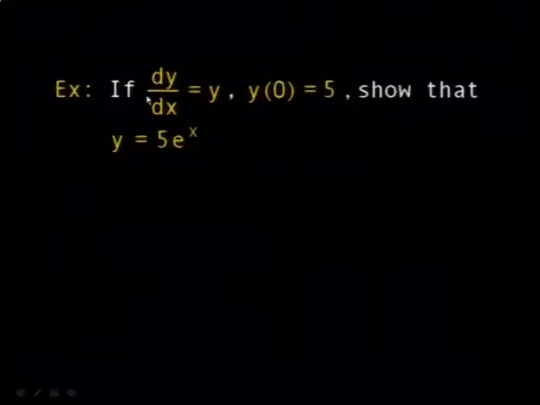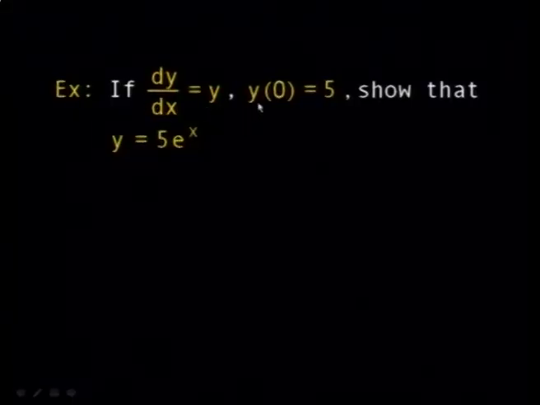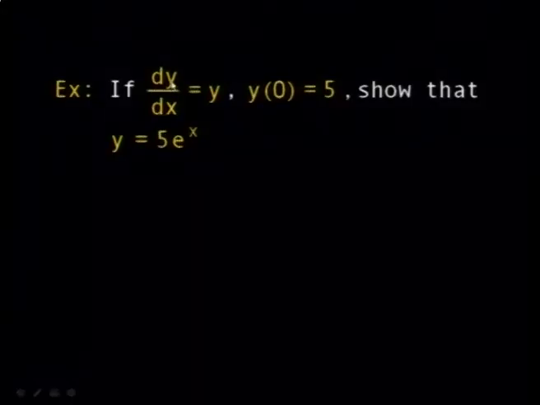This is another equation here. dy by dx is equal to y. And given y of 0 is equal to 5, show that y is equal to 5 e to the power x. Now here, these kind of equations, they call them separable differential equations, but there is no need to integrate it. dy by dx is equal to f of y.